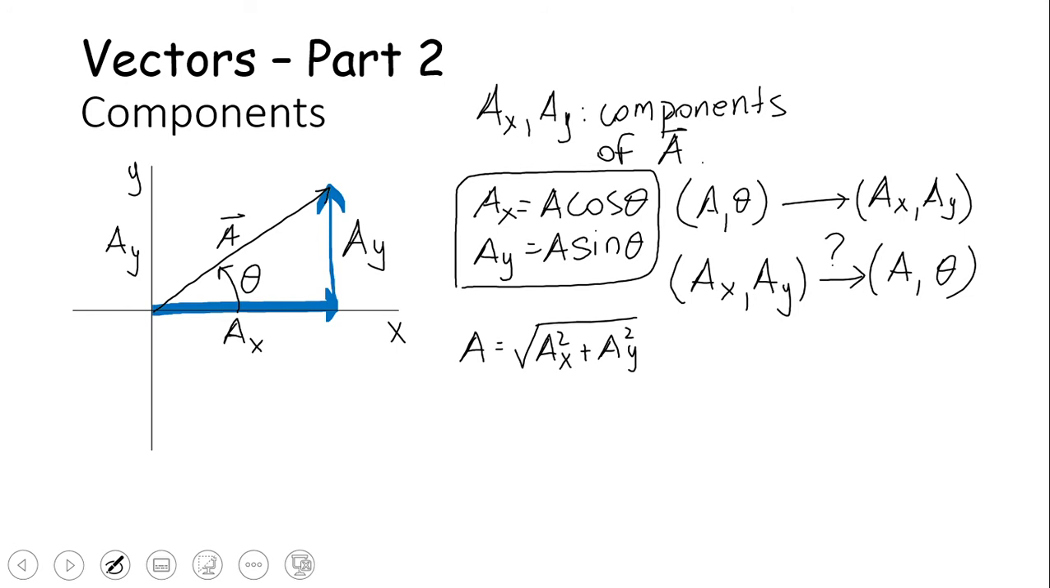But what about the angle? We don't have an expression for the angle. We do have, however, an expression for the tangent. We know that the tangent of the angle theta, if we know the two legs, is given by the opposite, in this case a sub y, divided by a sub x.